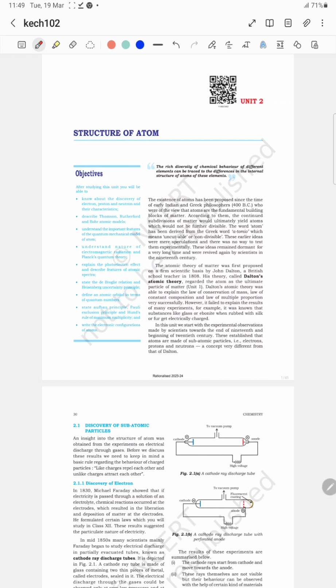Explain the photoelectric effect and describe features of atomic spectra. State the de Broglie relation and Heisenberg's uncertainty principle. Define atomic orbital in terms of quantum numbers. State Aufbau principle, Pauli exclusion principle and Hund's rule of maximum multiplicity, and write the electronic configurations of atoms.